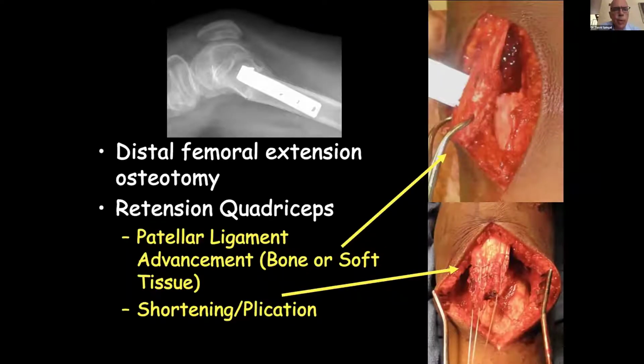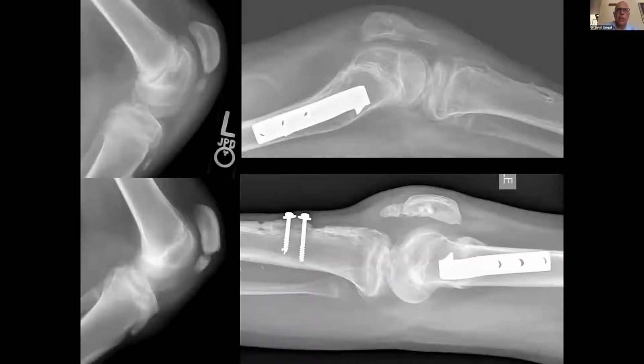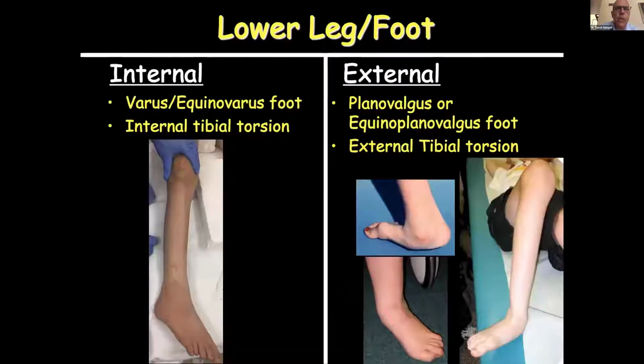The distal femoral extension osteotomy is fairly straightforward. And this creates essentially a deformity to correct a deformity. The retensioning of the quadriceps can be done by advancing a bone block or by shortening or plicating the patellar ligament. And here you can see several patients who had painful stress reactions or stress fractures of the inferior pole of the patella. And once they were straightened out, these fractures healed.